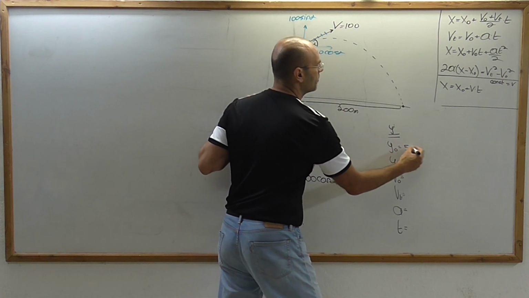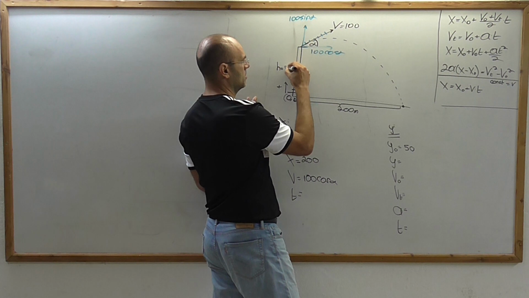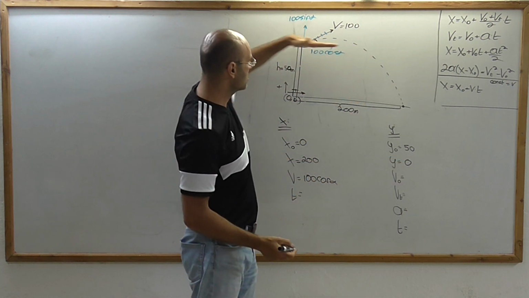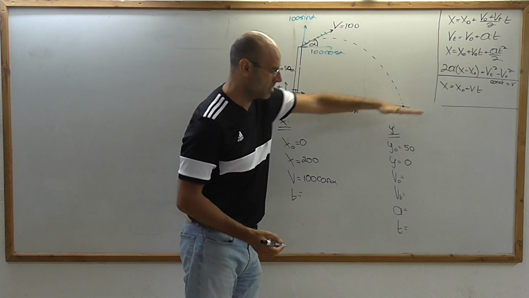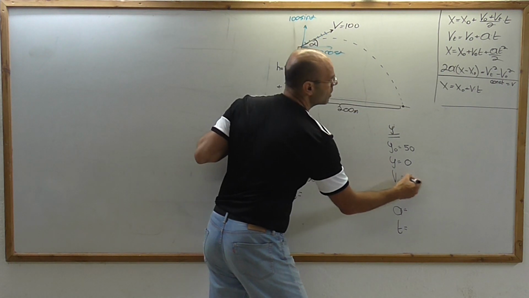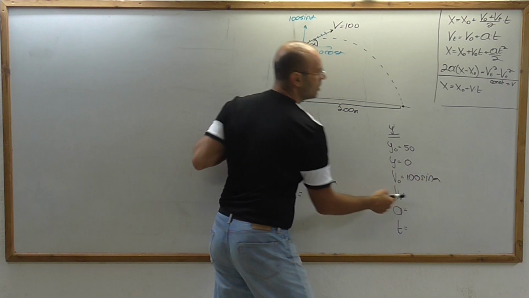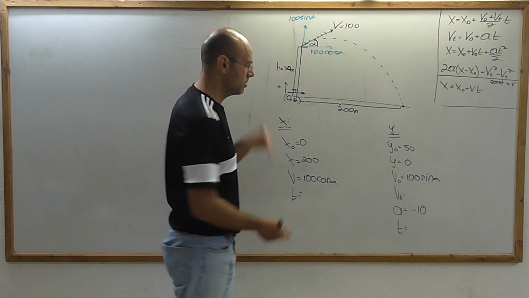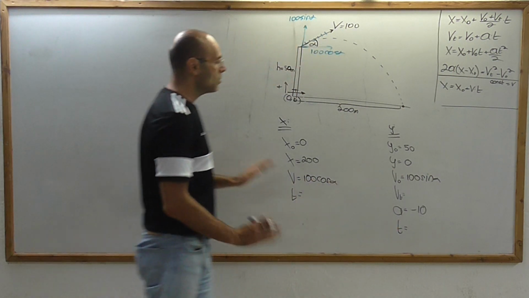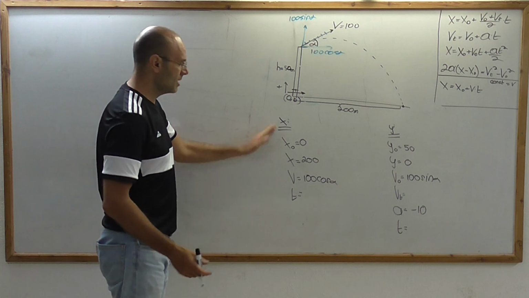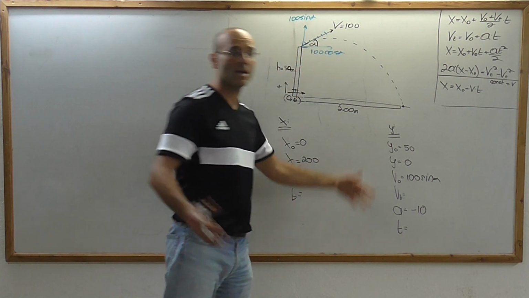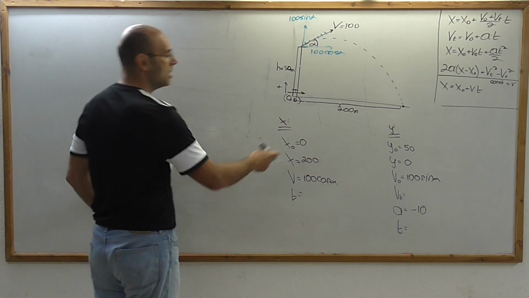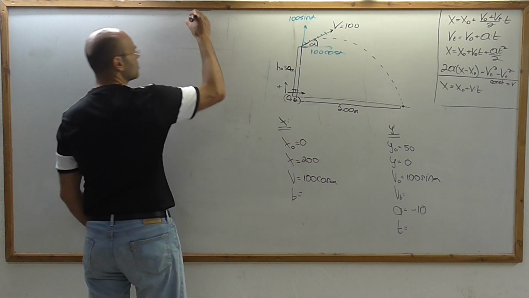Okay, why? Y0 is 50 meters. Y final, I do know, it's 0 because it starts here, it finishes there. V0, I don't know, is 100 sine alpha. V final, I don't know. A, I do know, it's minus 10 because we talked about it. Okay, so the idea is exactly the same. Let's write equations here, equations there. At the time will be the combine. It will combine the equations. So if I choose, let's start with this one.